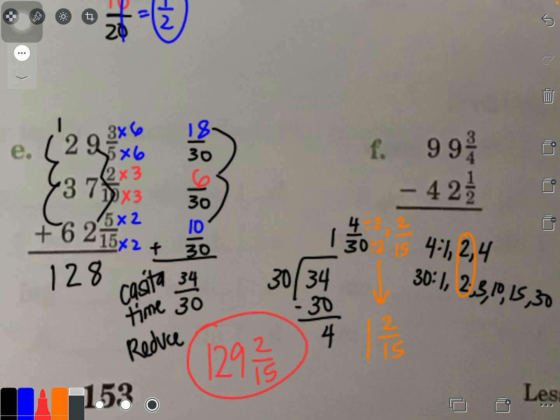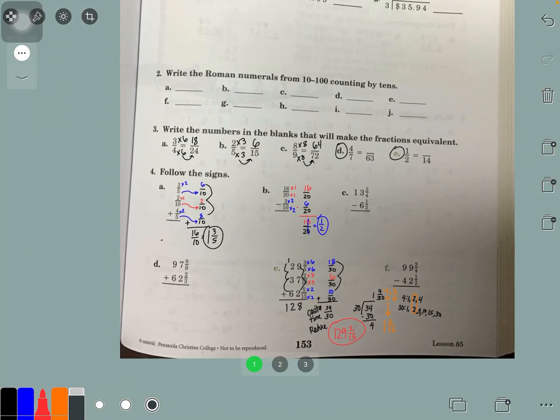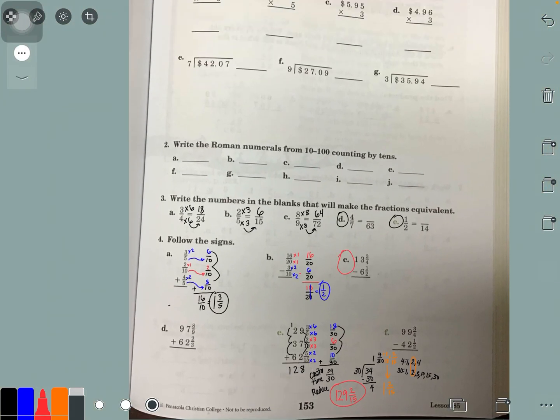I know that was a whole mess. And I can go over it again when we do our Zoom meeting. That's why I went over it in this YouTube video, because I knew it was going to be very long. So our real answer is 129 and 2/15. At our Zoom meeting, we will do C, D, and F together.